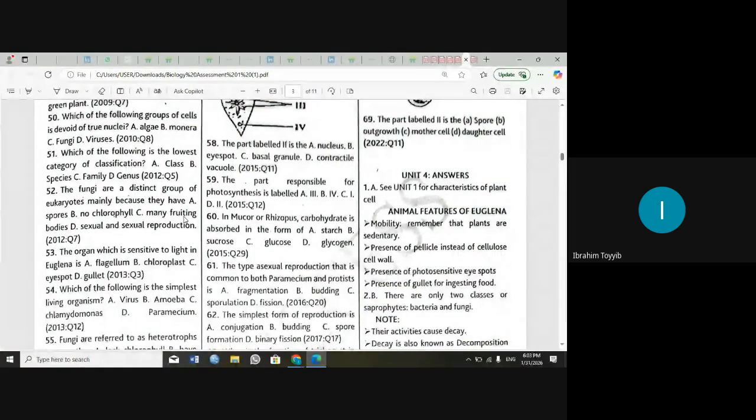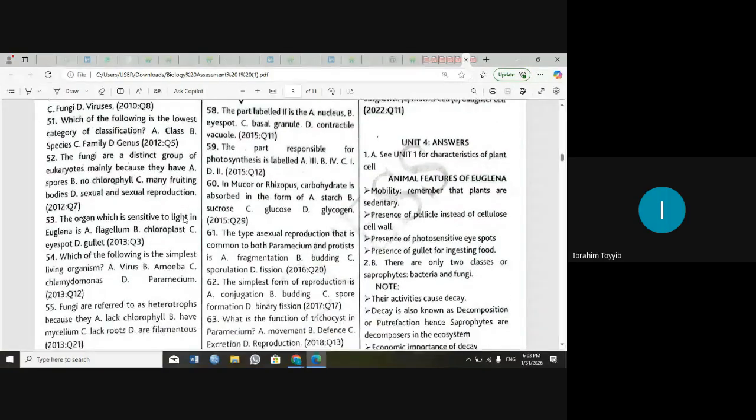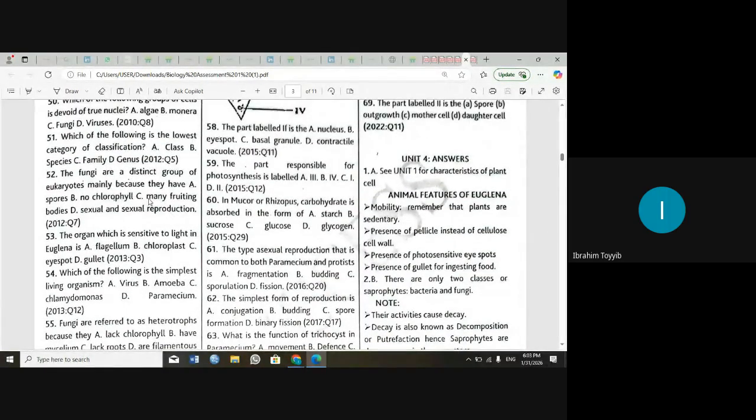Eukaryotic animal cells have no chloroplast either. Fruiting bodies are made up of branching hyphae. So the answer is C. They have many fruiting bodies which are made up of hyphae. So take note of that.